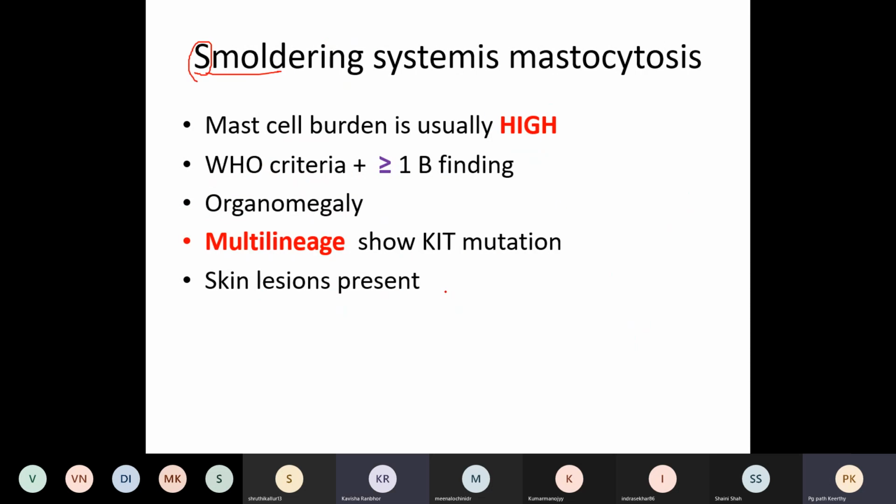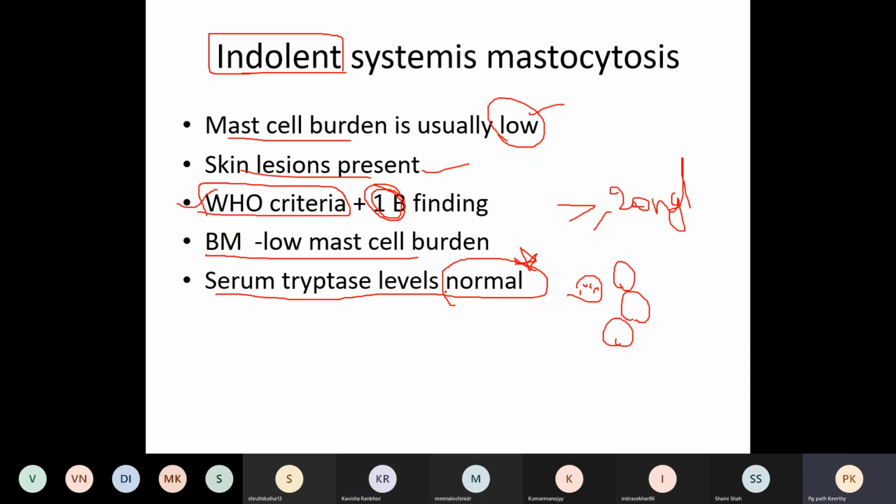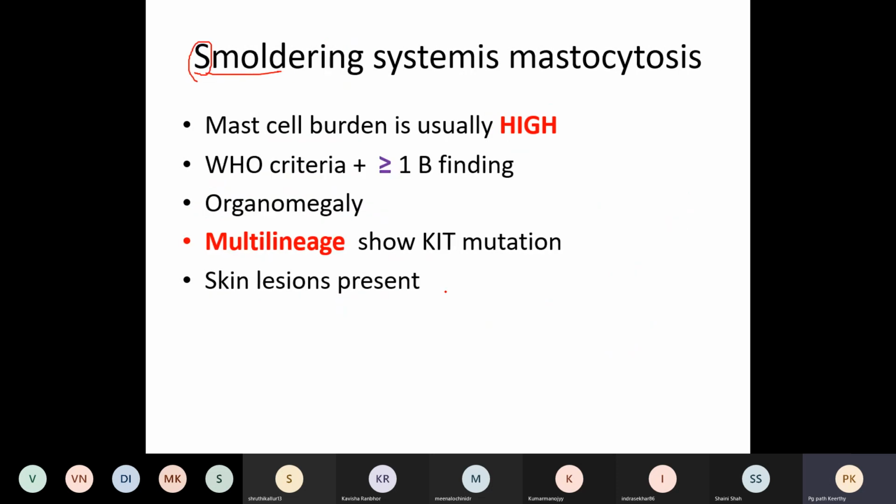So don't always keep in view that serum tryptase levels will be raised in mastocytosis. There is a condition called indolent systemic mastocytosis where you can get a normal serum tryptase level. I just want you to be aware of such things. Don't get carried away that, oh, mastocytosis means proliferation of mast cells, so serum tryptase should be more. That's what I wanted to emphasize, because that's how we tend to over extrapolate. So don't have that wrong impression.